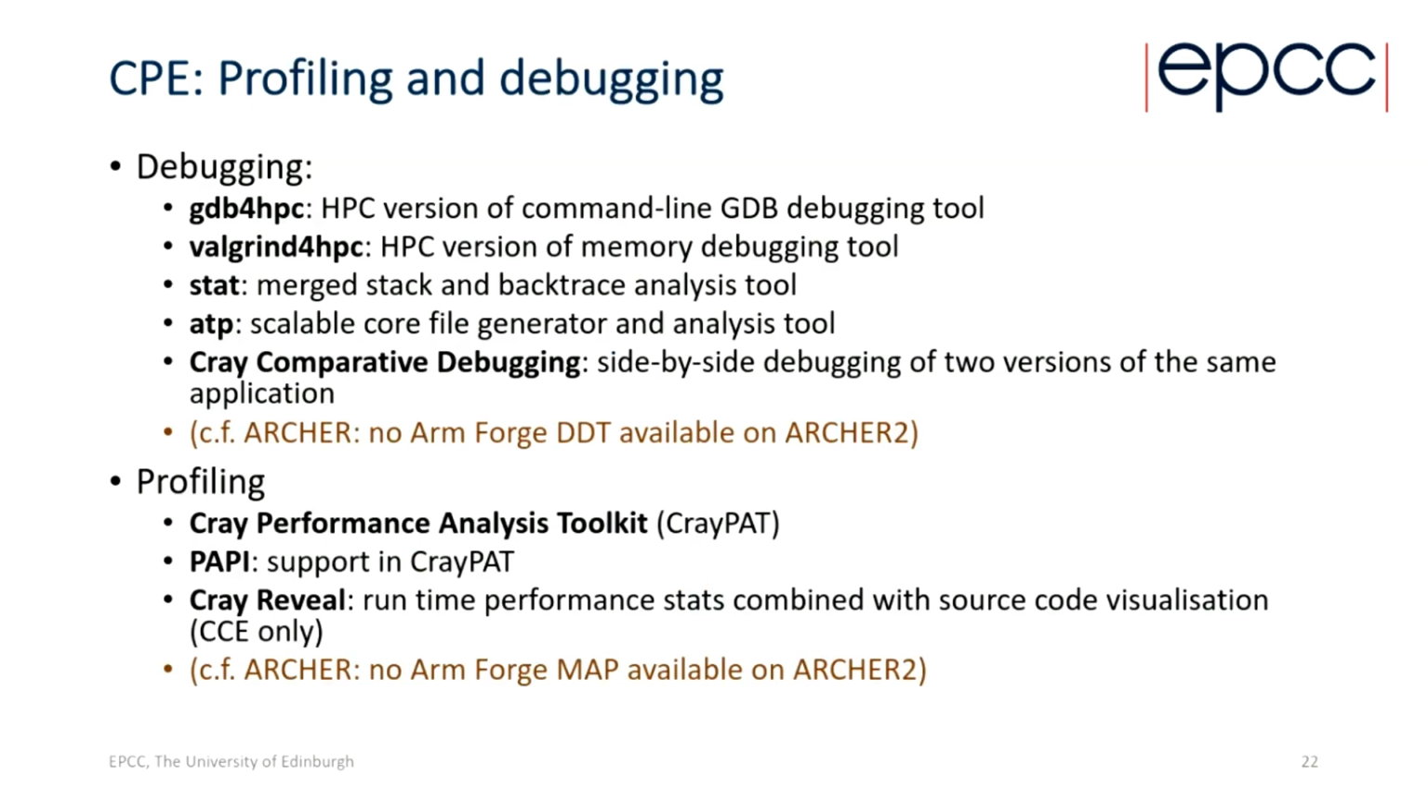Profiling and debugging, I'm going to skip through these things quite quickly. There's various debugging tools. The big difference from ARCHER is that at the moment on ARCHER we have Arm Forge DDT and Arm Forge MAP for debugging and profiling respectively. Neither of those are going to be available on ARCHER2, at least initially. But in terms of profiling, CrayPat's a pretty good tool and really useful. I have less experience of GDB for HPC, which is a command line GDB version built for parallel debugging, or Valgrind for HPC, for memory debugging. But we'll learn more about those once we actually get the system.